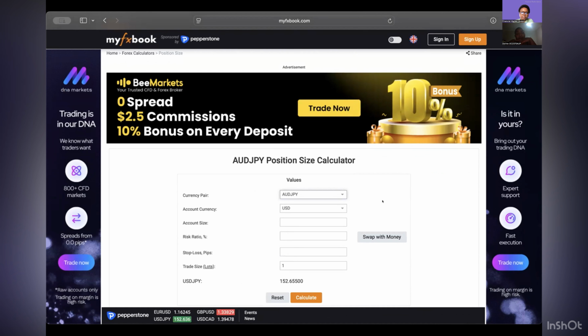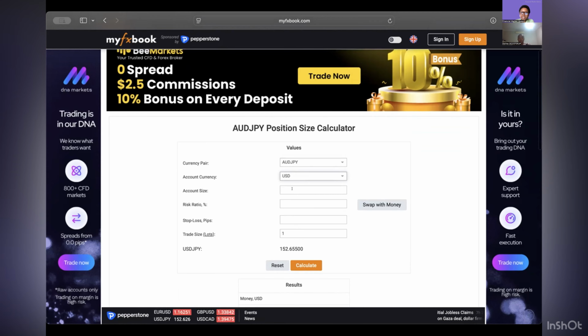Then they say account currency. Do I put USD? Yes, USD. You don't change that. Leave it there, because your brokerage firm is based on dollars, not on another currency. I'm pretty sure that's what brokers use. So don't change this one, leave it as it is.